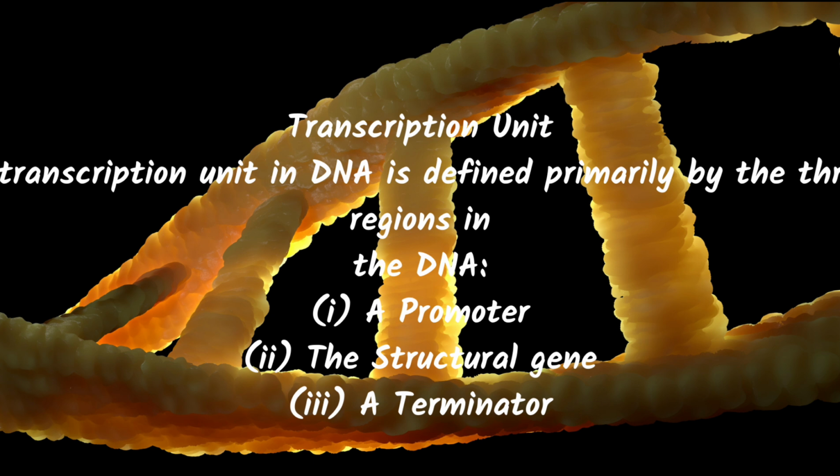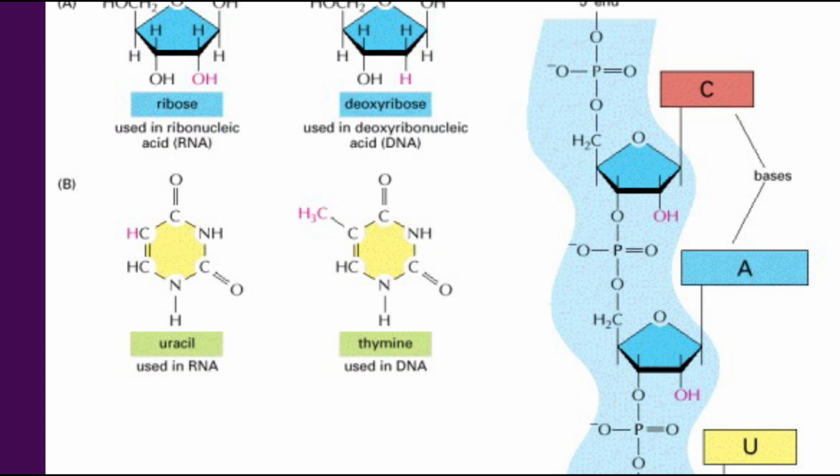It is a very important topic because many MCQs come from it. The principle of complementarity governs the process of transcription, except that adenosine now base pairs with uracil instead of thymine. We all know that RNA does not contain thymine. Instead, there will be uracil in the place of thymine.